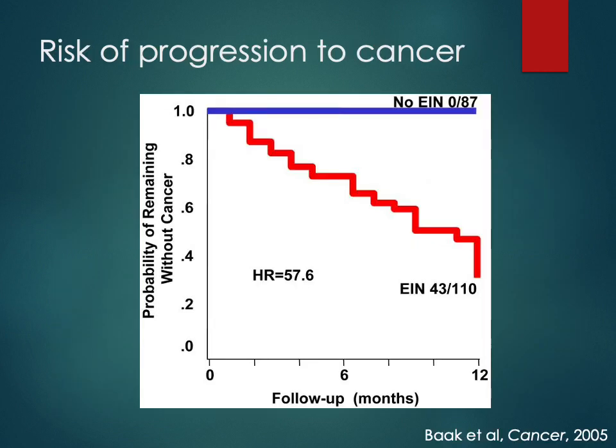The risk of progression to cancer with this EIN or no EIN nomenclature is pretty drastic. This was an older paper, published in Cancer, and it showed what we call a Kaplan-Meier curve, which looks at the probability of who remained without cancer over the course of just 12 months. You can see that about half of women with EIN progressed to cancer within 12 months of follow-up.